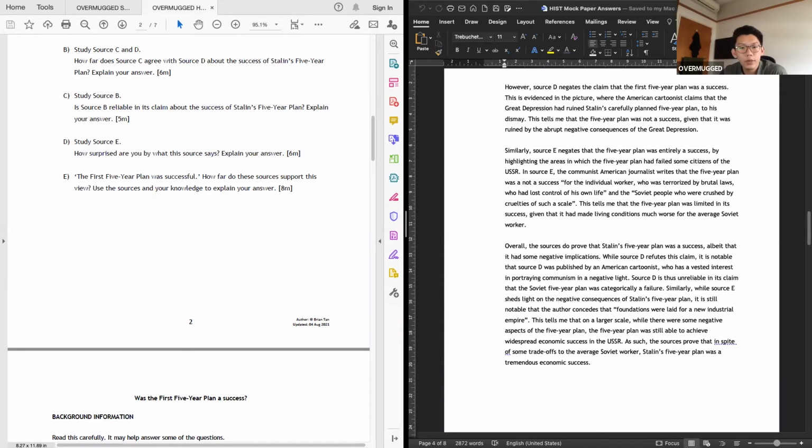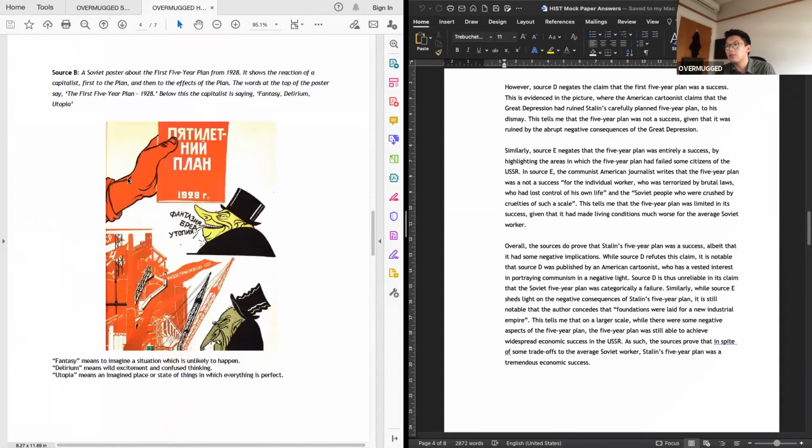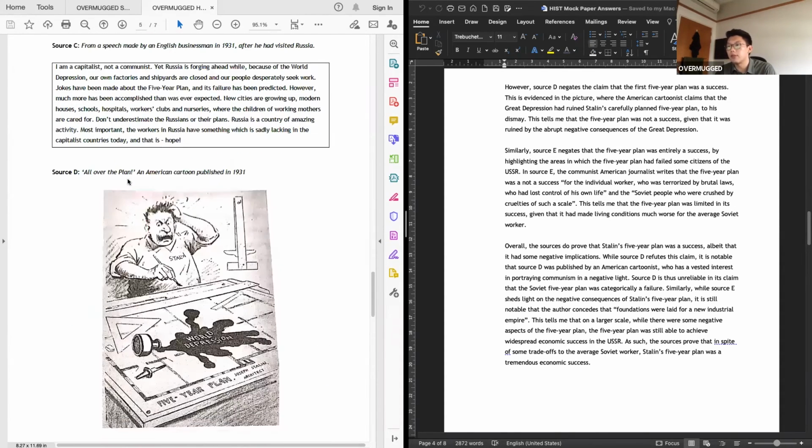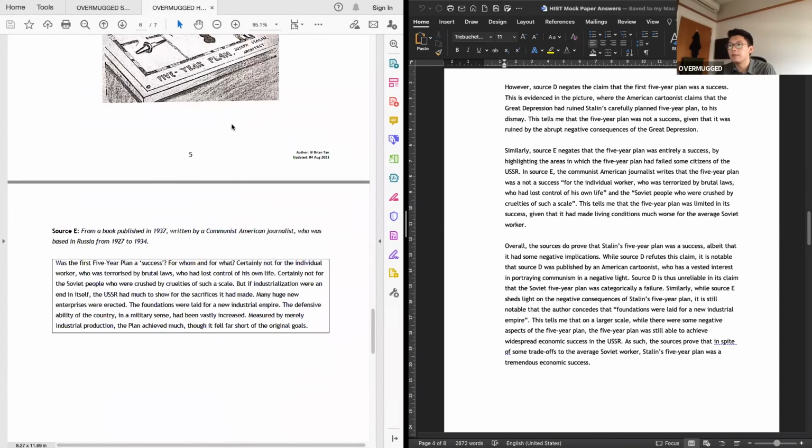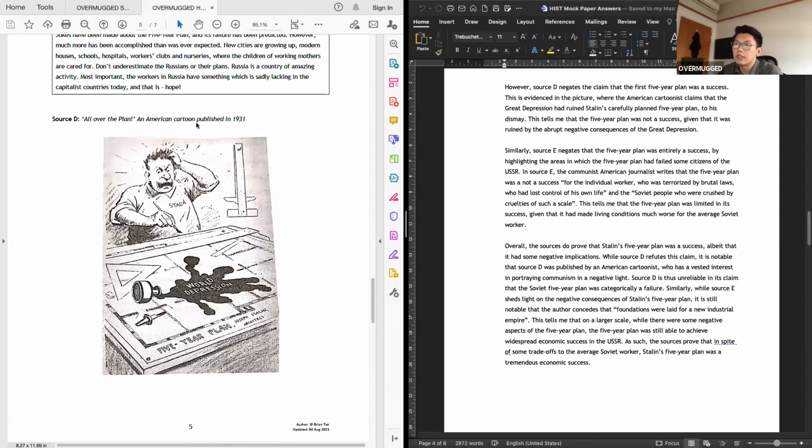For the conclusion, do we need to write about the reliability of two sources, or can we just write about one source? Okay, for your conclusion, what I'm specifically talking about is dealing with the sources. If you see here, the sources that stand out from the rest are source D and source E. Source D specifically goes against the conclusions made in sources A to C.